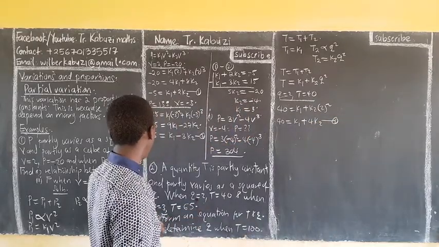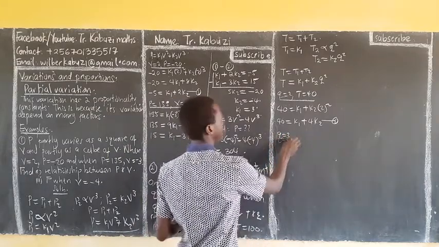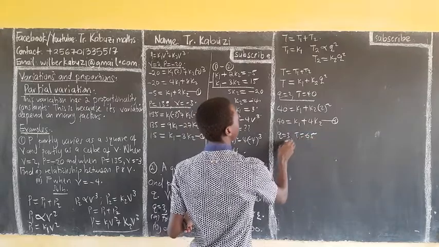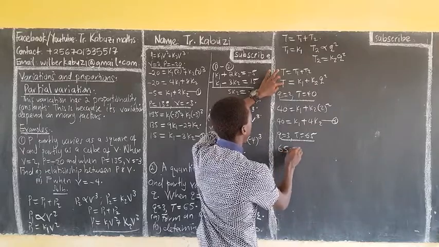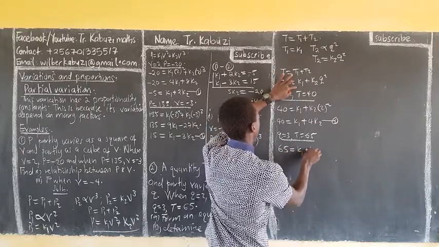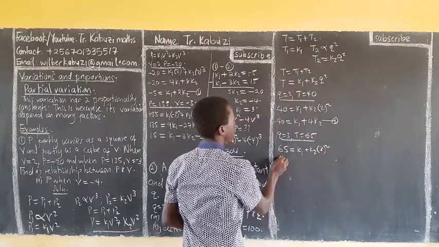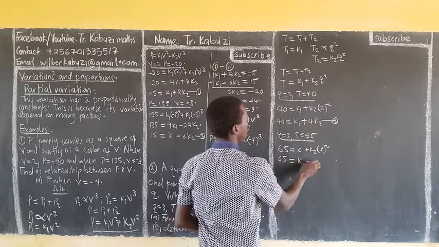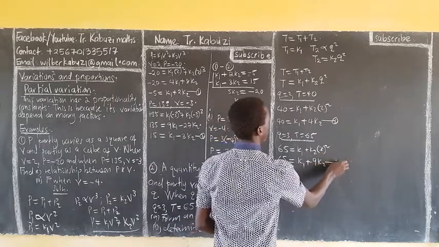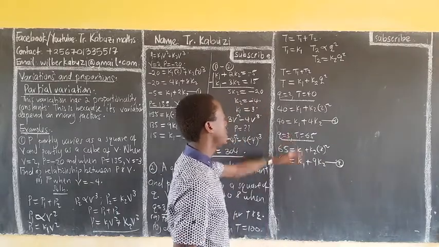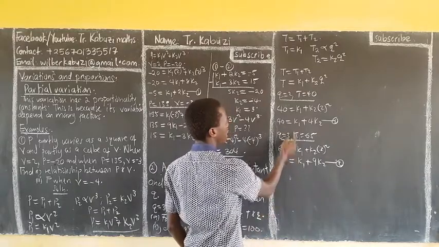Then we come to another one. When Q is 3, T is 65. So you put here 65 equals K1 plus K2 times 3 squared. So this is 65 equals K1 plus, when you square 3 you get 9 times K2, and this is equation 2. So I need to solve these two simultaneously.